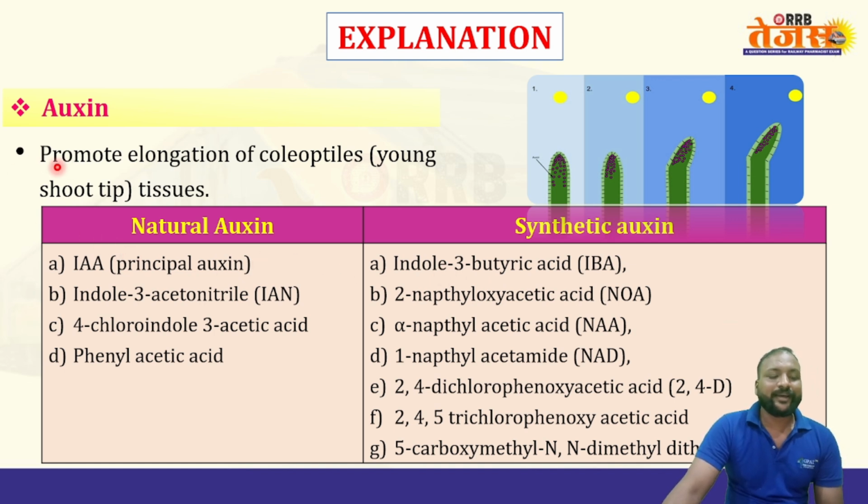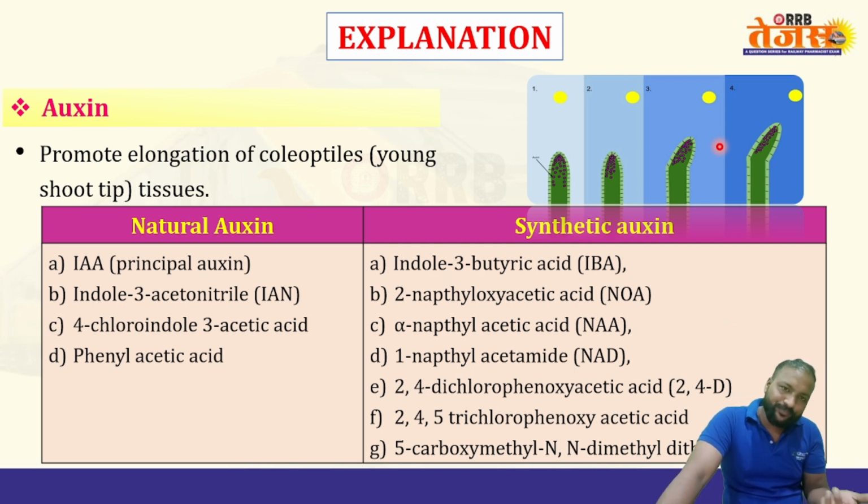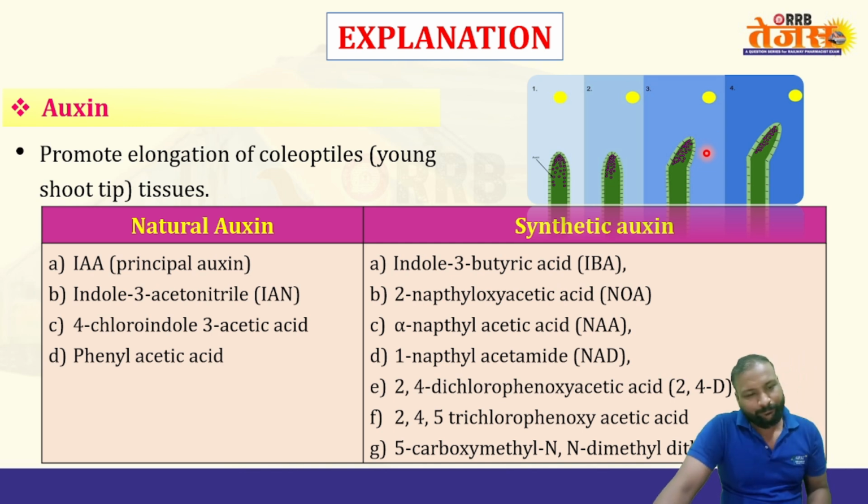But these auxins' main function is to promote the elongation of coleoptiles. This is a coleoptile. So how is this helpful? To promote the elongation of coleoptiles. A coleoptile is a tissue that will promote germination, something like a young shoot tip. So it grows in the direction where the sun rays are falling on it.